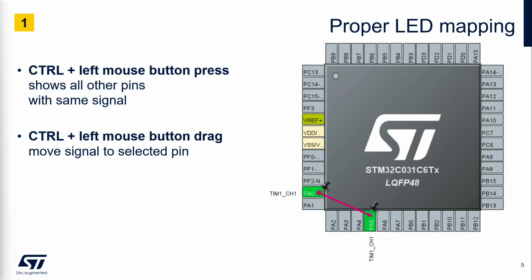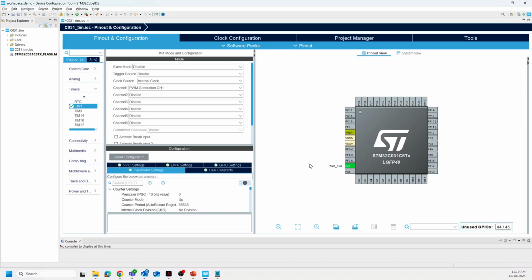Now it's necessary to move the connection of channel 1 to the proper pad on the microcontroller. It is possible to use the control key. If you press control, other possible pins are shown by blinking, and you can also use control and drag. It's simply possible to change the pin.